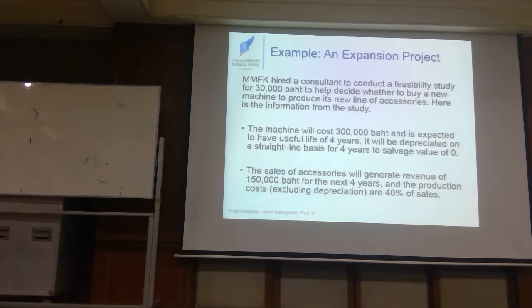Here I'm also ignoring inflation. If I sell the same for the next 4 years, in real terms I'm actually getting less and less, but it's okay, let's ignore that. Production costs and so on are 40% of sales, excluding depreciation. We want to make the depreciation explicit, because our free cash flow calculation does not really want to include depreciation in that. We only add it back later.